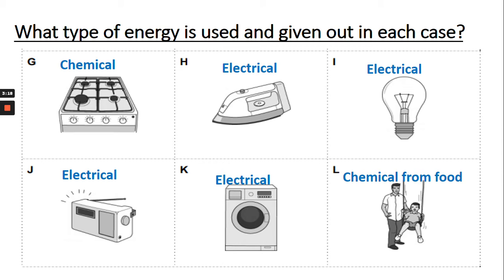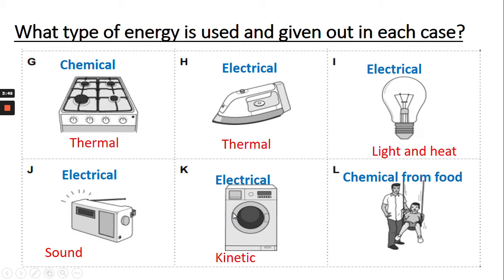Okay, and now for the energy given out for each object. For a cooker, it uses chemical energy and it gives out heat, so it's thermal energy. For an iron, it uses electricity and gives out heat again, so it's thermal energy. A light bulb uses electricity to give out light and heat. For a stereo, it uses electrical energy to give out some sound. For a washing machine, electrical energy to give out kinetic energy.